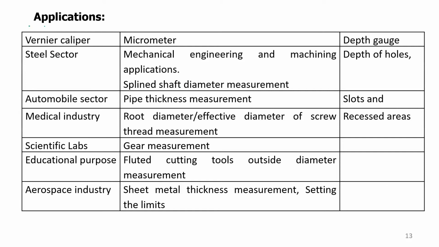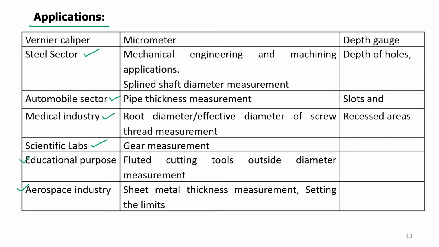And the applications of the vernier calipers, micrometer and depth gauge. Vernier calipers can be used for measuring dimensions in the steel sector, the automobile sector, and medical industries. They are also used in scientific laboratories, and for educational purposes in laboratories for measuring dimensions, and in the aerospace industries for measuring various features of components.